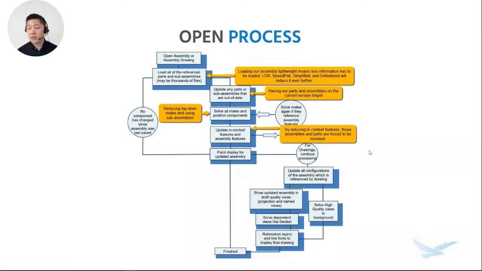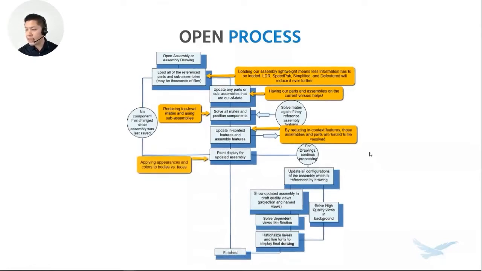Reduce in-context features in those assemblies, because if you have them, more often than not, when you load it lightweight, it's still going to try to get resolved. That's one of the scenarios that will cause it to be resolved, even though you select lightweight when you open it up. And then lastly, the appearances, right? See how many appearances there are, trying to do it on bodies versus faces, right? And again, it's that tessellation information. Really, the more detail, the longer it's going to take when you're doing your rebuild and your open process.